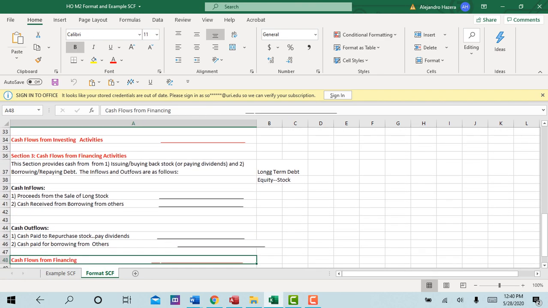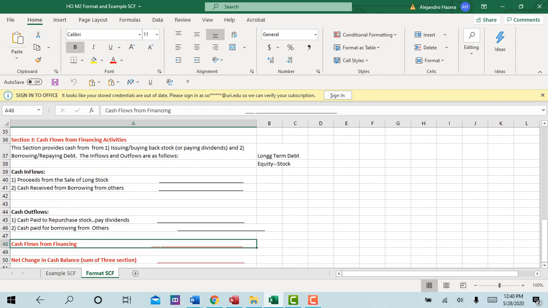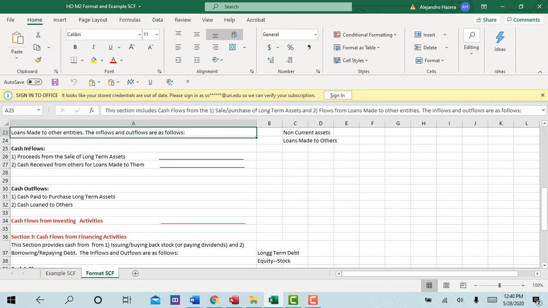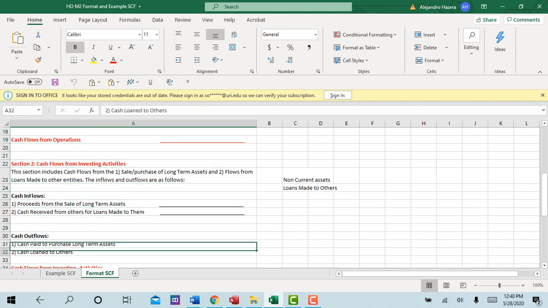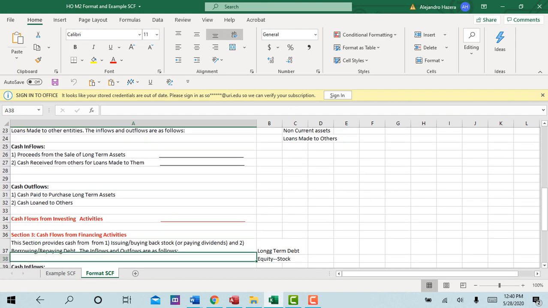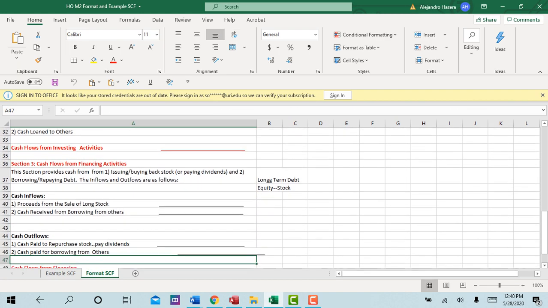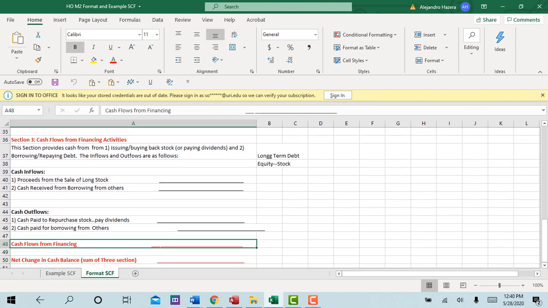Now, each one of these sections has a subtotal. So you have a subtotal for operations right here, a subtotal for investing activities right there, and a subtotal for financing activities right there. In this video, I'm going to go over the format. In the next two videos, I'm going to do the example.